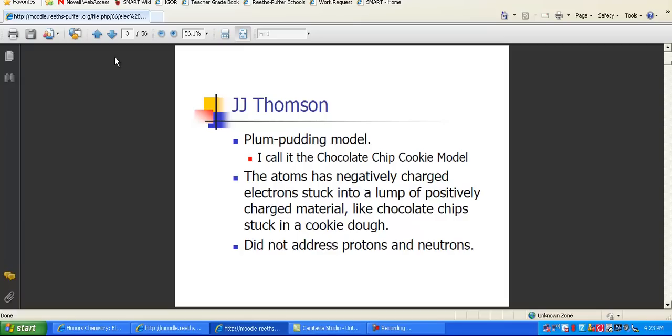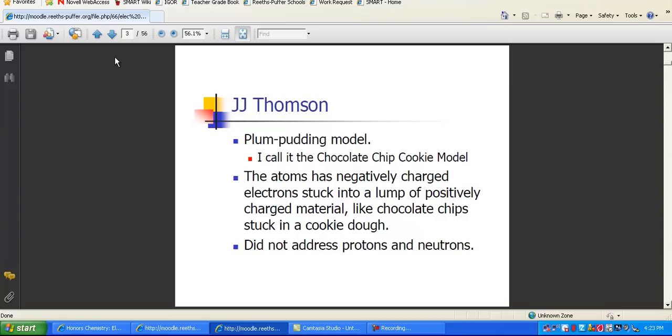Now let's make sense of what this evolution did. Dalton did not know anything about subatomic particles. He believed that an atom is the smallest thing, that indivisible particle. That was later proven false when we discovered things like protons, neutrons, and the tiny particle known as an electron.